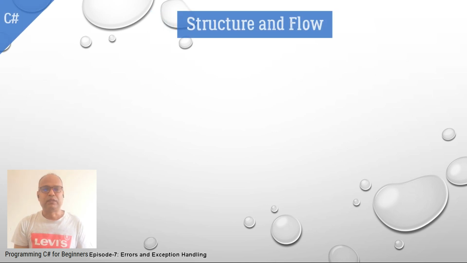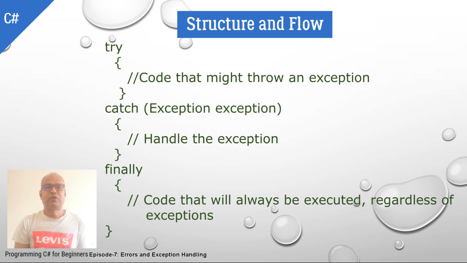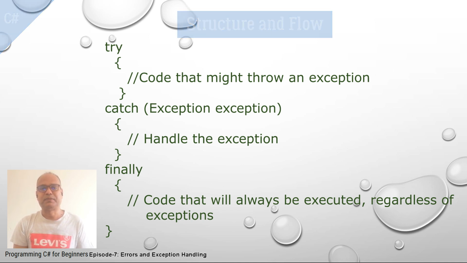Structure and flow. The finally block follows the try and catch blocks within the exception handling clauses. Its code will always be executed no matter what happens in the try or catch blocks. Try block: code that might throw an exception. Catch block: handle the exception. Finally block: code that will always be executed regardless of exception.